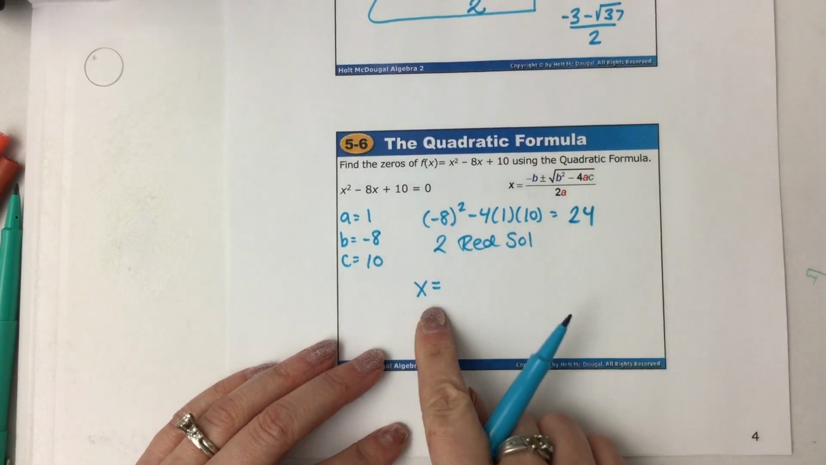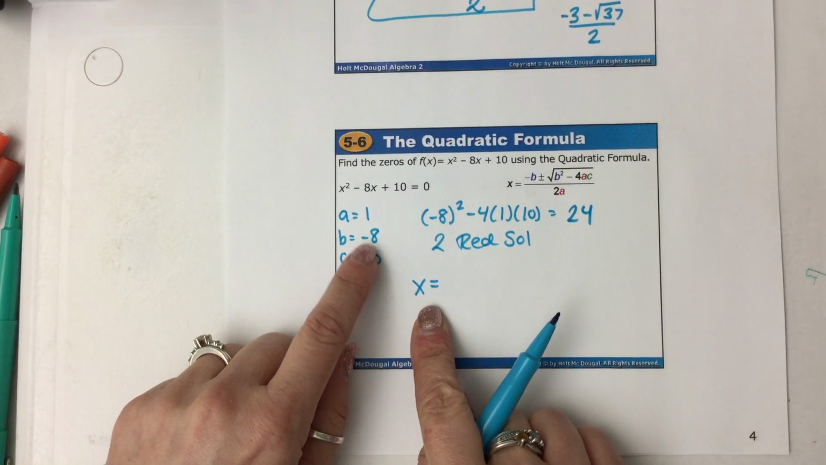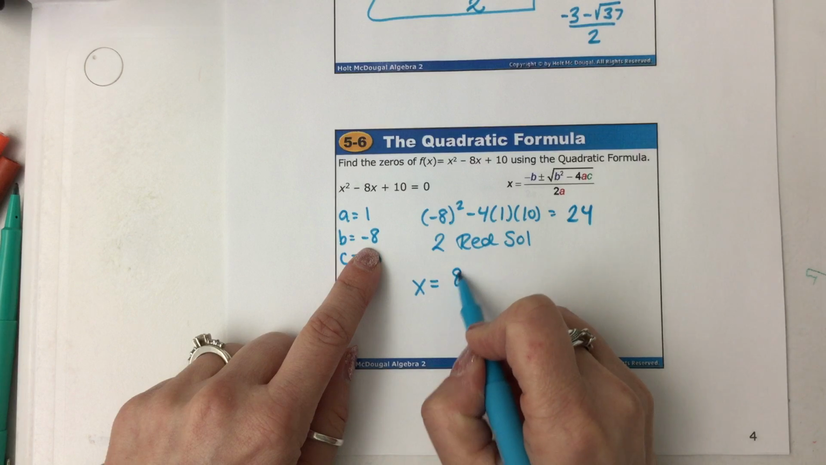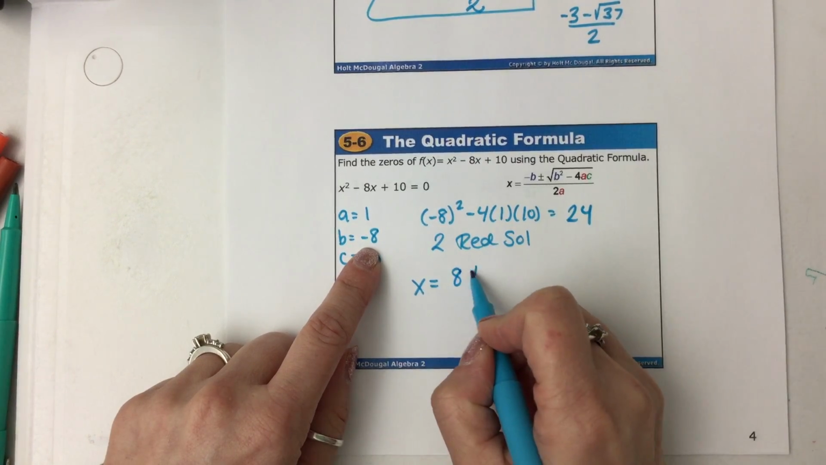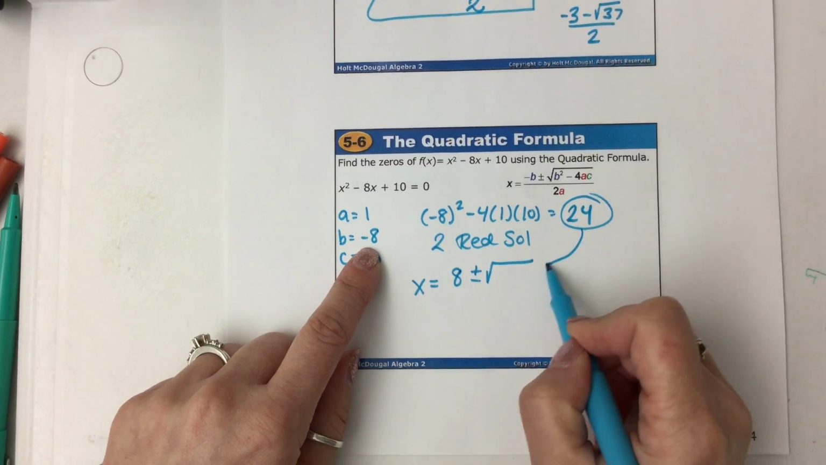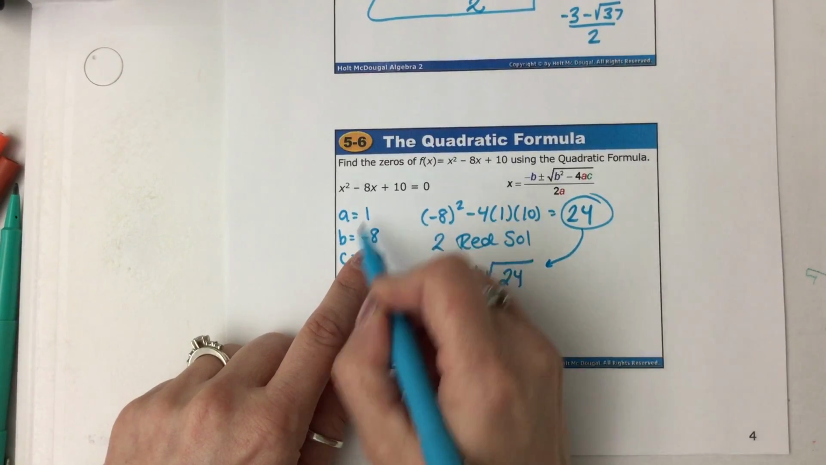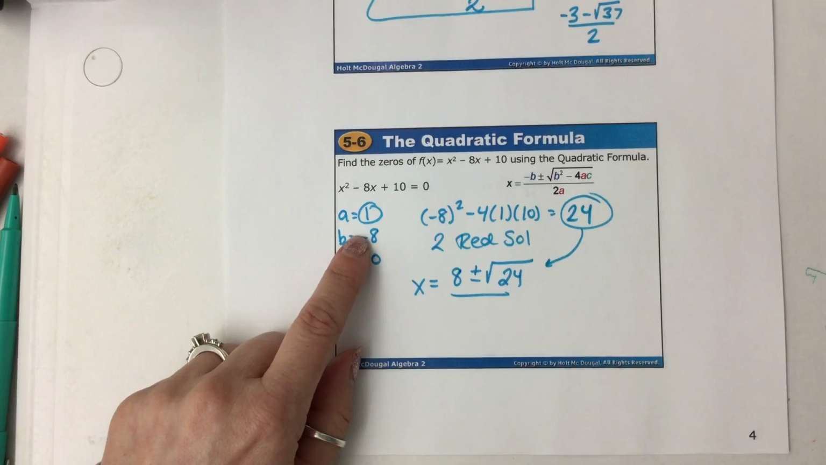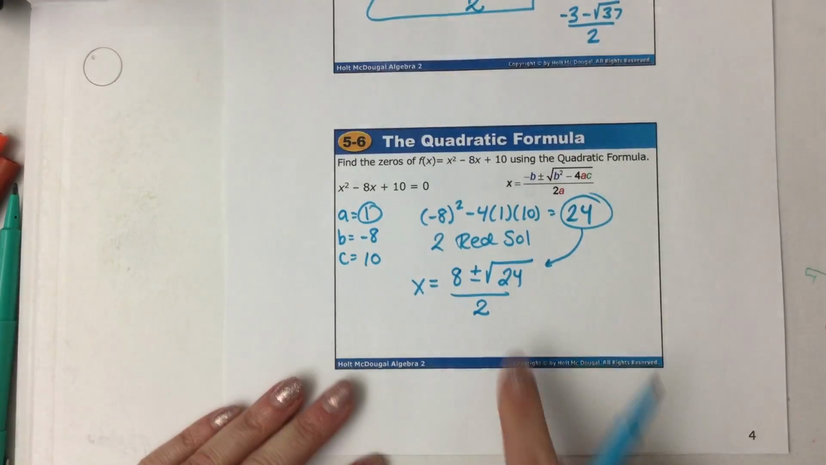Let's find them. X equals negative B. If B is a negative 8, I use the opposite, which is a positive 8. Plus or minus the square root, B squared minus 4AC is 24, all over 2 times A. A is a 1, 2 times 1 is 2.